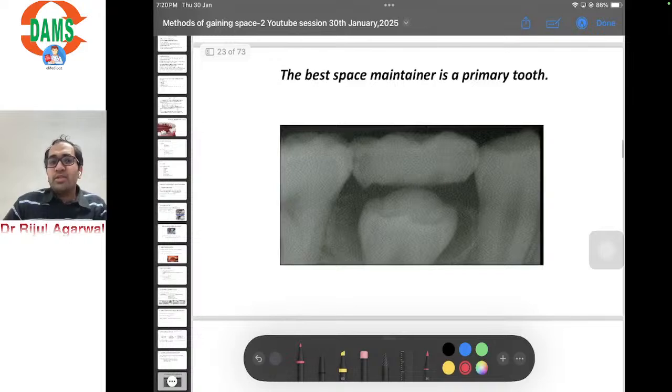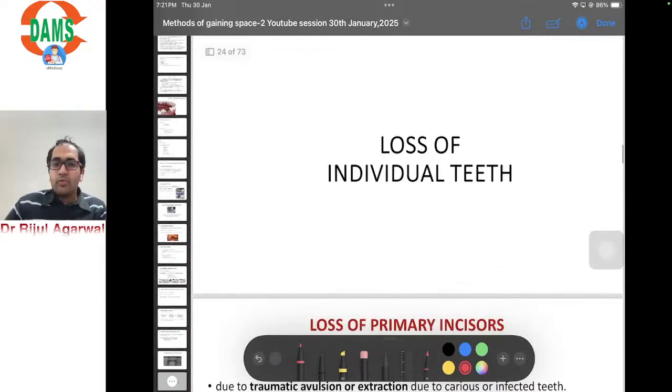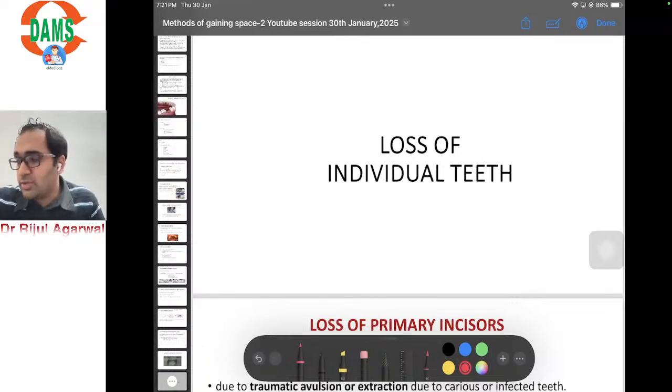So what is the best space maintainer? Another important MCQ. The best space maintainer is the already existing primary tooth. So we'll consider each of the situations, and what kind of space maintainer will be given in what situation.